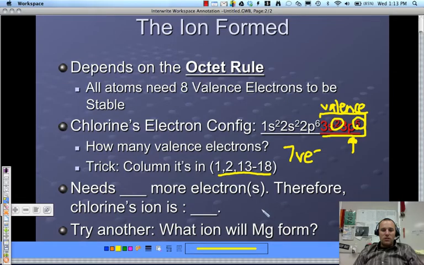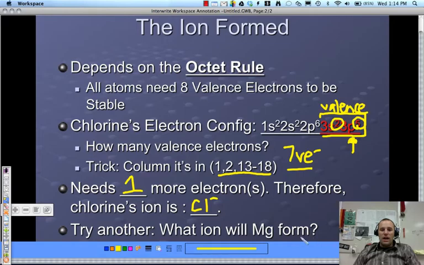So how many more electrons does chlorine have to get to 8? If it has 7, it needs 1 more electron. How do you show gain 1 electron? With a minus sign, okay? So it gained 1 electron, so chlorine's ion is Cl minus 1.